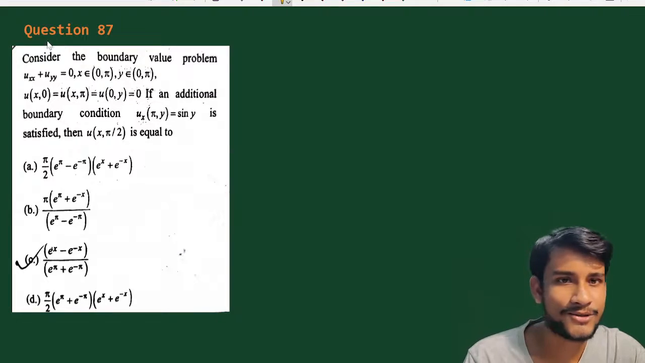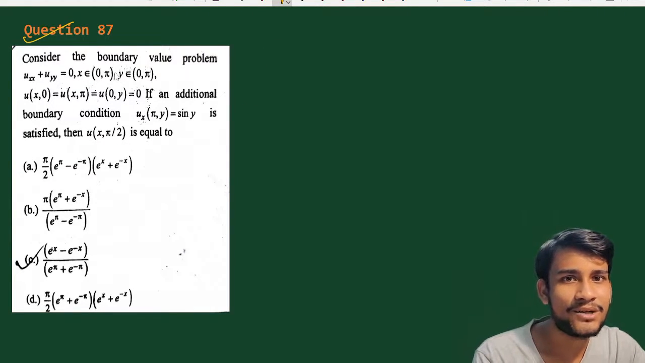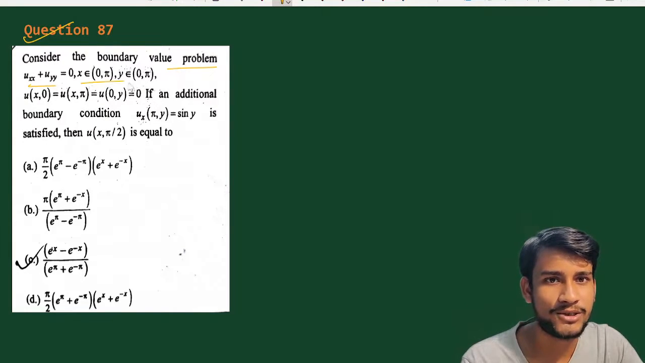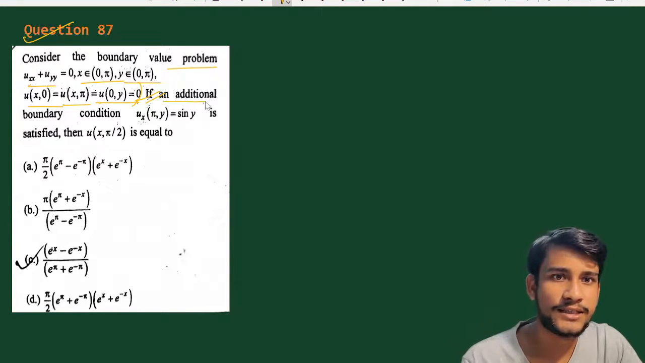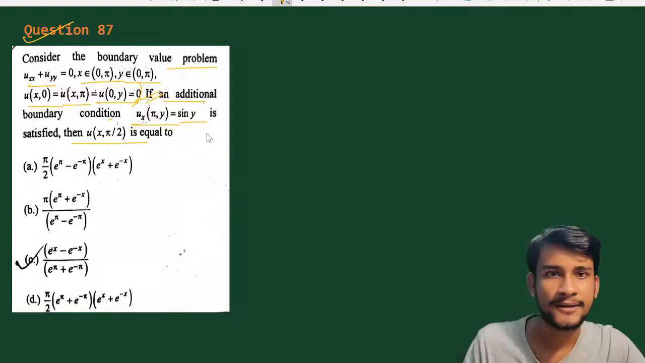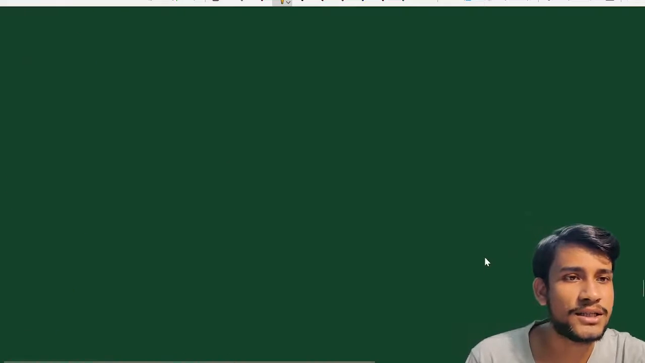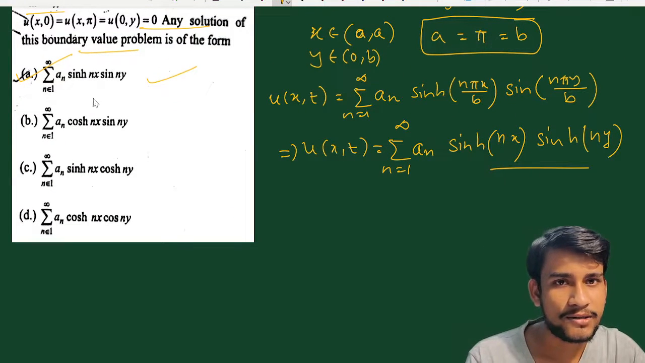The next problem also same problem. Okay, the solution just we write. देखो, consider the boundary value problem u xx plus u yy equal to 0, x belongs to 0 pi, y belongs to 0 pi and u x0 equal to u x pi equal to u y0 equal to 0. इतना तक ठीक है. If an additional boundary condition u x pi y equal to sin y is satisfied, then the value of u x pi by 2 equal to, जो लास्ट जो सॉल्यूशन का आंसर आया था वो क्या आया था? पाई 0 पाई इंटरवल में ही है, सेम ही, तो ये आया था इसका आंसर.